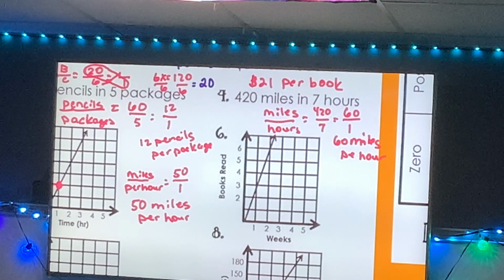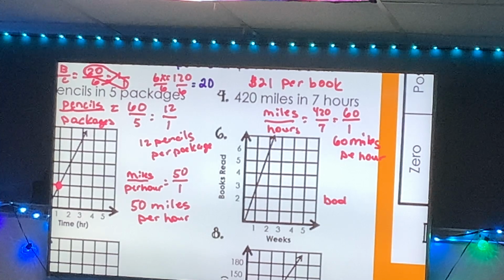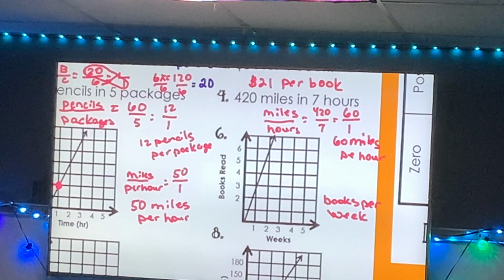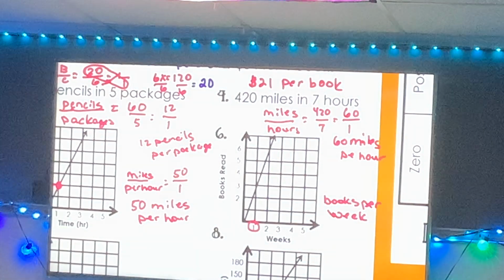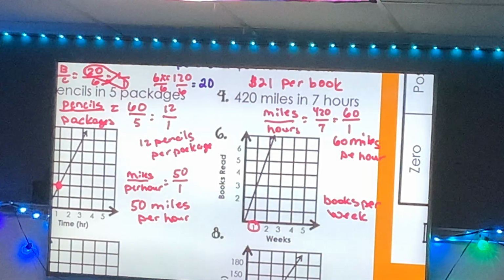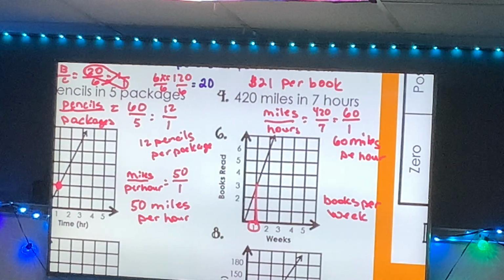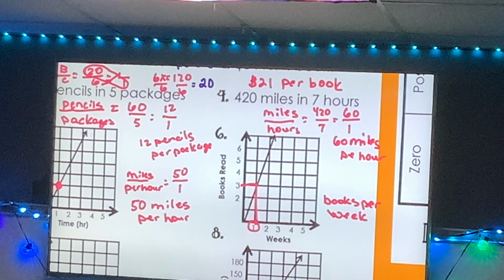This next one, we have books per week. Can I go to 1 week and go up and over? I can do that, right. So how many books are they reading per week? 3.